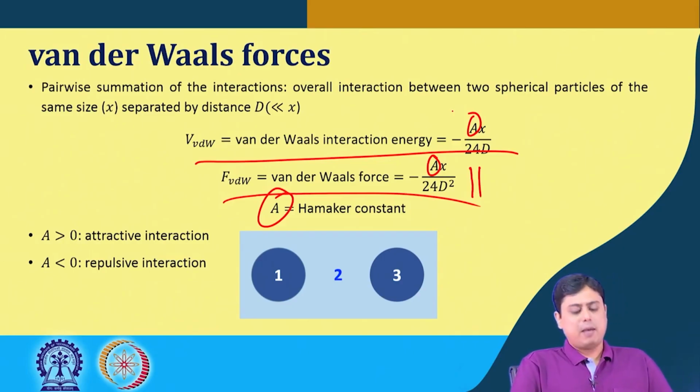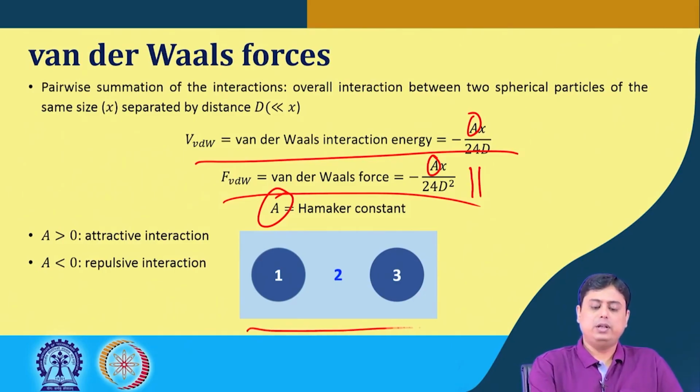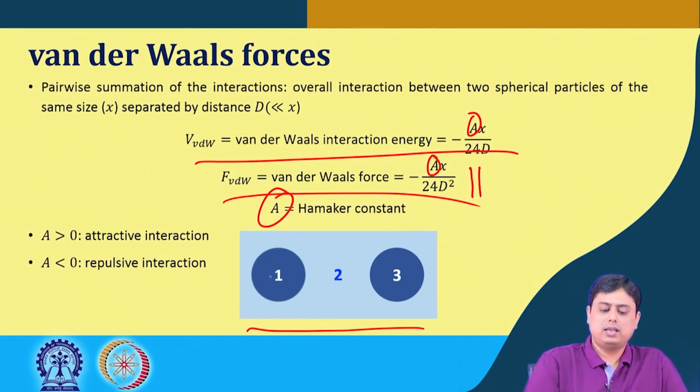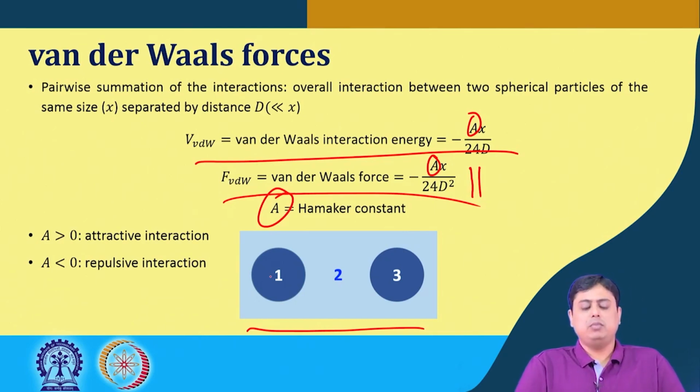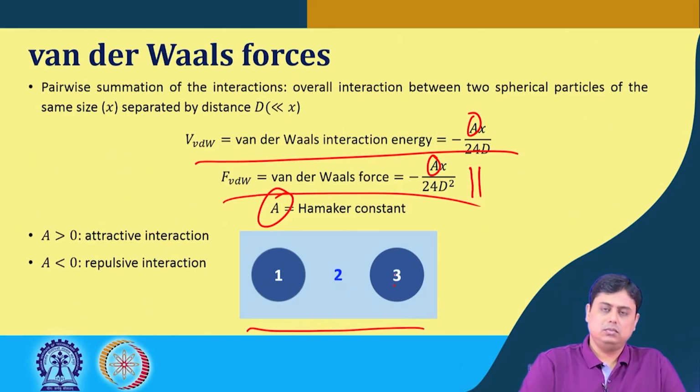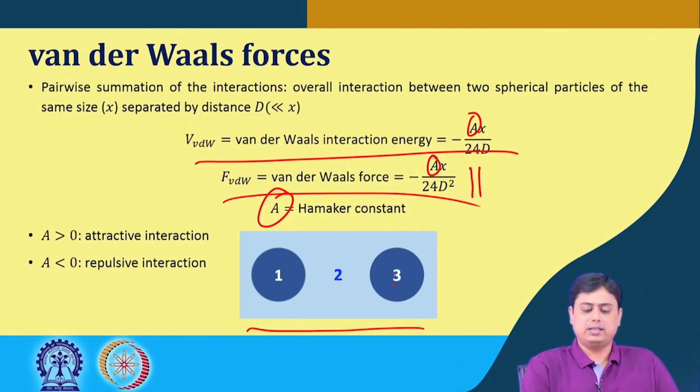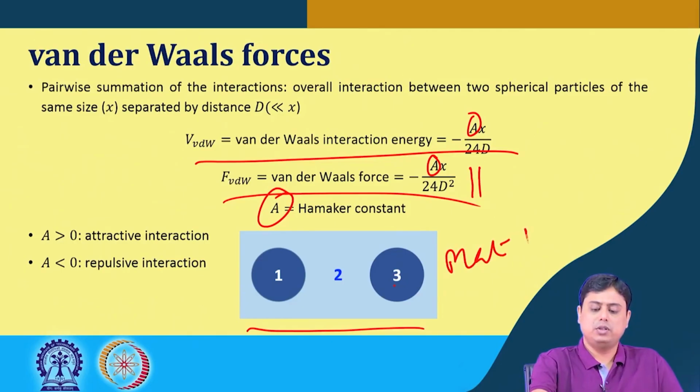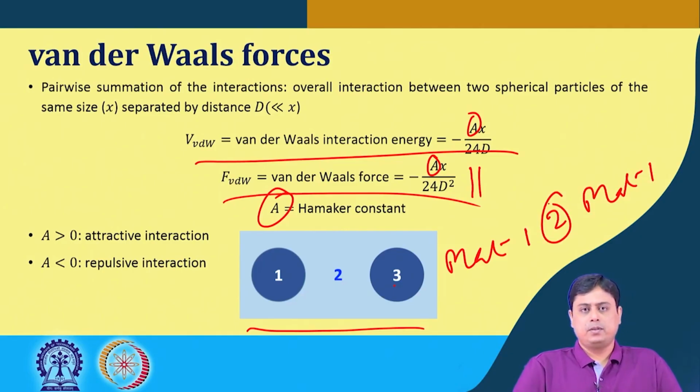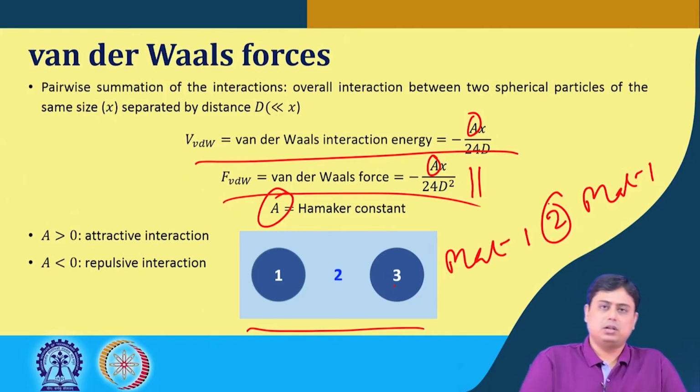So, this Hamaker constant is calculated for a system of two materials separated by an intervening medium. In this case, material 3 can be equal to material 1, which can happen. That means there can be two materials, material 1 and material 1, separated by material 2. But this is the more generic configuration, two different particles separated by an intervening medium. The Hamaker constant is calculated based on such a scenario.